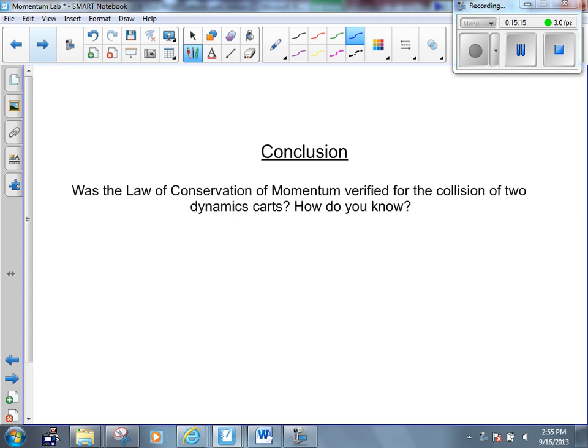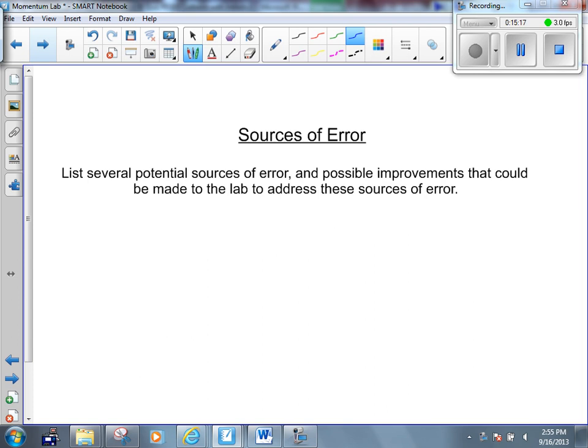And then finally, we need our sources of error. List 2 or 3 different things that weren't great, 2 or 3 different things that could have been better. It could have to do with time management. It could have to do with technology. It could have to do with procedure, materials, apparatus, any of that stuff. Doesn't matter. And then list possible improvements that could make it better next time.